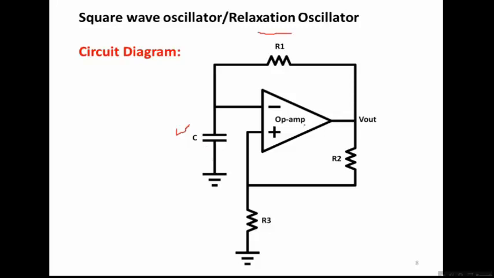But in this circuit, the op-amp and the associated DC battery will refresh the energy of this capacitor on a continual basis, so that you get an output that is sustained for indefinite time. How the circuit would work, we will see in the coming slides.